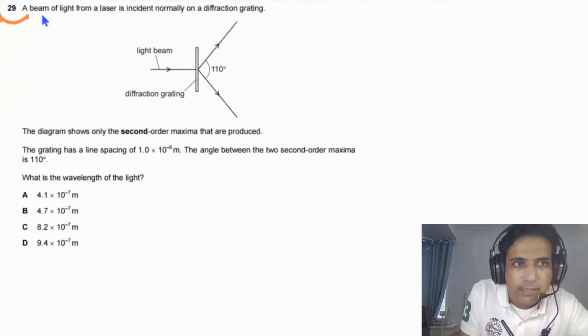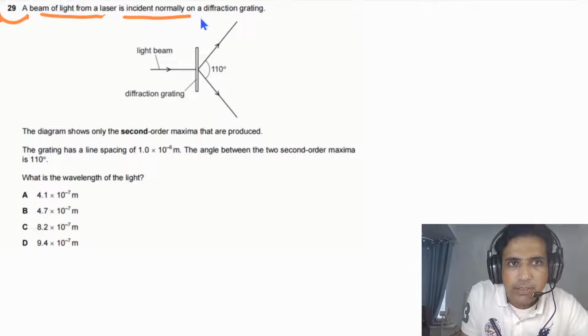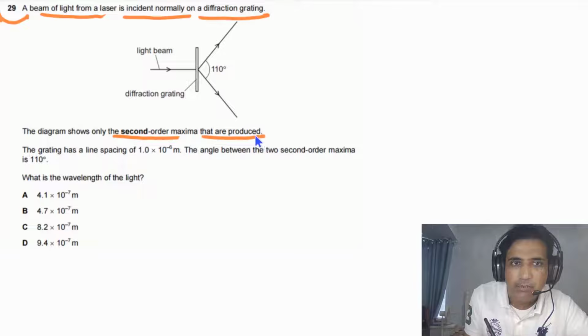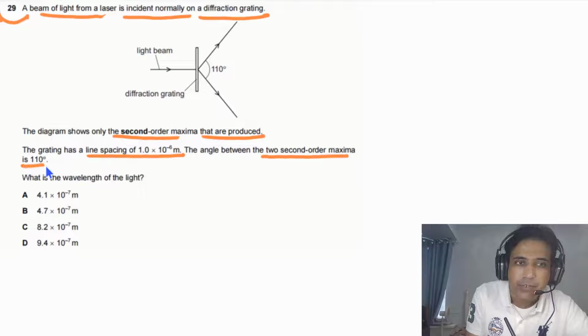Question 29 says a beam of light from a laser is incident normally on a diffraction grating. The diagram shows only the second order maxima that are produced. The grating has a line spacing of 1.0 times 10 to the minus 6 meters. The angle between the two second order maxima is 110 degrees. We need to find out the wavelength of light.